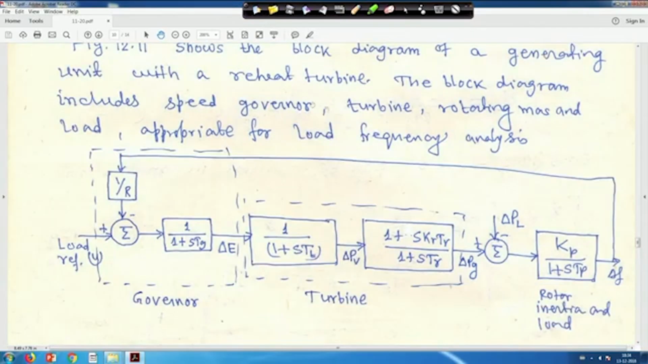This is rotor inertia and load together, which we call the power system part. If you look into it, there are 4 state variables: this is 1, this is 2, this is 3 and this is 4. There are 4 state variables, so we have to write down those equations in the state space form, that means x1 dot, x2 dot, like this.